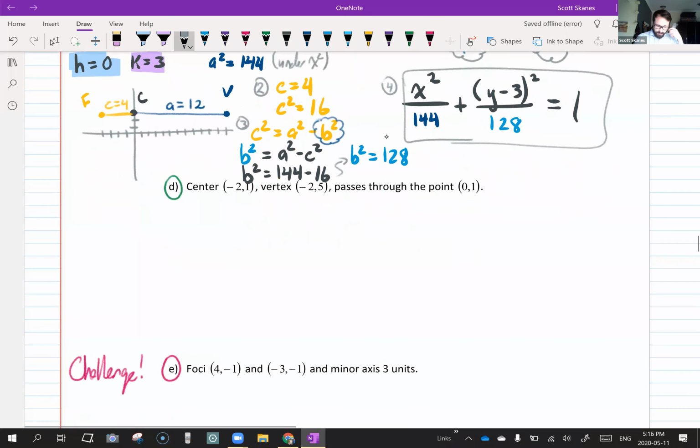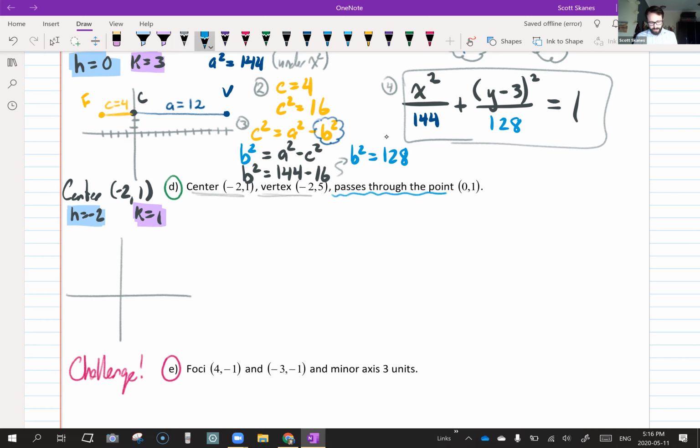Okay, first things first, center is -2 and 1. Means H is -2, K is 1. All right, I might as well continue to highlight them. I'm going to make a sketch. I've got my center on the sketch, a vertex on the sketch, and do you remember when we did circles, passes through this point? We're going to do the same thing again. We're going to set up our equation as best we can. We're going to put in that point that's going to solve for our unknown value.